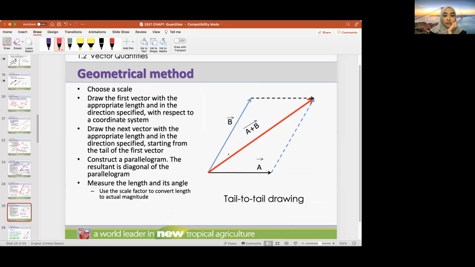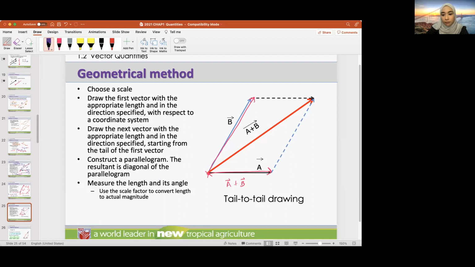We have other methods. Another one is called the tail to tail drawing. It's almost the same, but we connect all the tails together. So in this case, A vector plus B vector, I want to use the tail to tail drawing. So I first draw my A vector. Where's my tail? It's over here. And then my B vector is connected to my A vector tail.